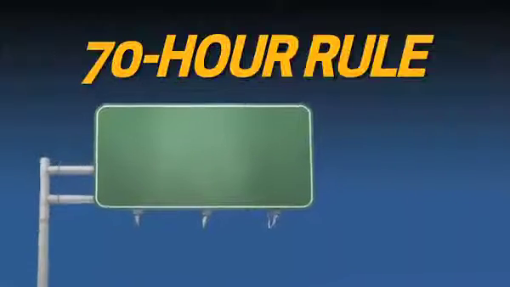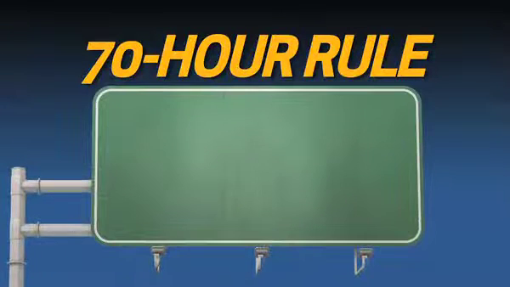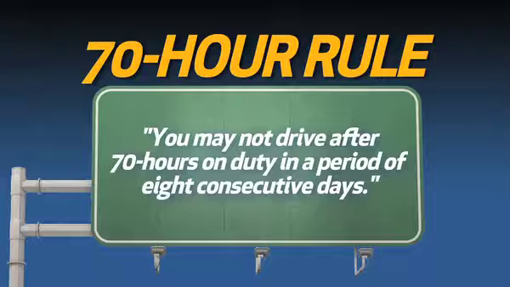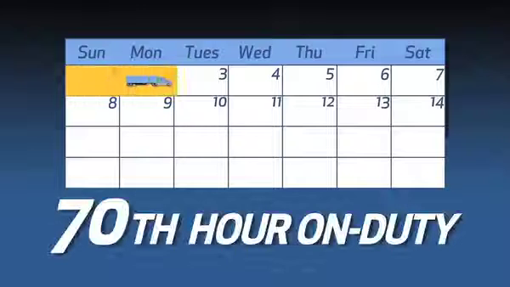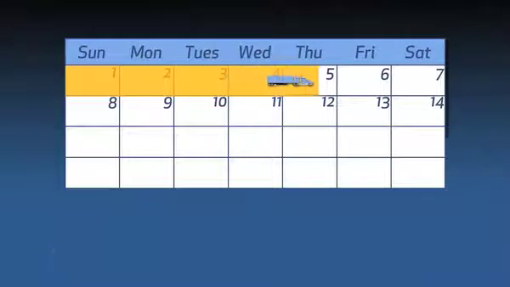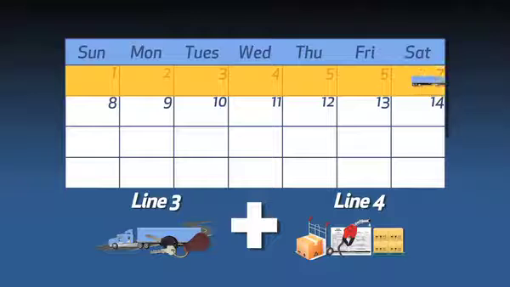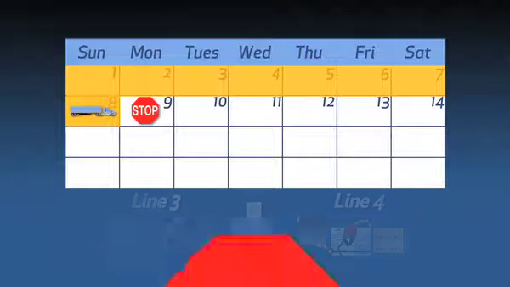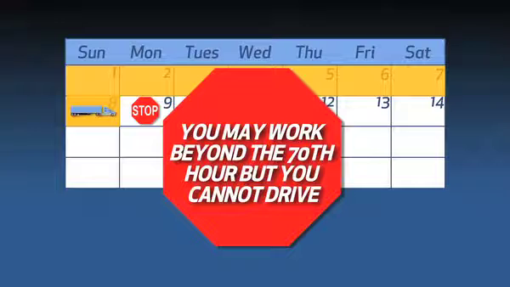The final rule is the 70-hour rule. This states that you may not drive after 70 hours on duty in a period of 8 consecutive days. What this means is once you reach the 70th hour of on-duty time, which includes line 3 and line 4 time within an 8-day period, you cannot drive until you take a break. You may work beyond the 70th hour, but you cannot drive.